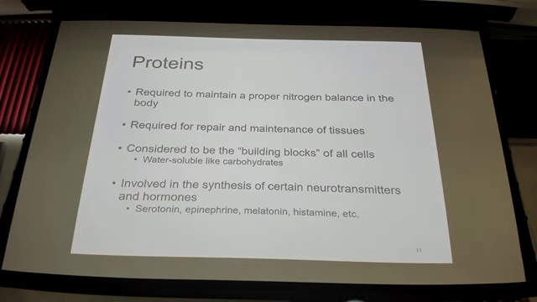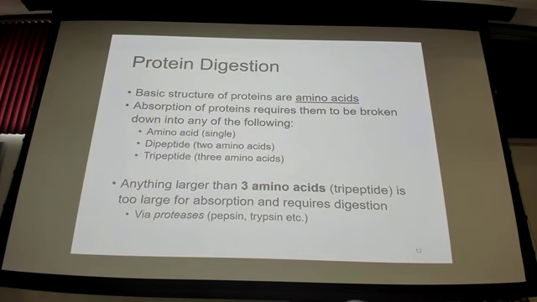Macronutrients, proteins. Building blocks: these are what we need to make hormones, amino acid hormones, build muscle tissue, enzymatic reactions, and so on and so forth. Not to belabor this point, I know this stuff is fairly straightforward. Anything larger than a tripeptide cannot be absorbed, so that needs to be broken down. Proteases break down our proteins, and we'll talk about them.